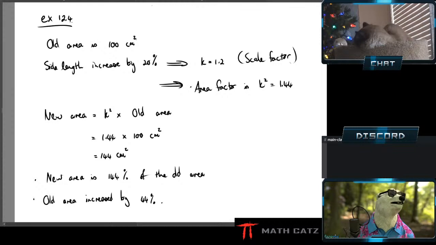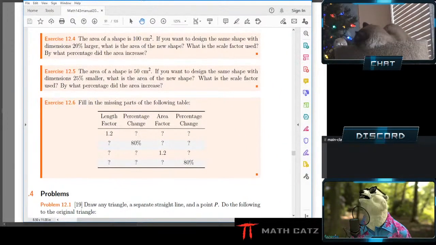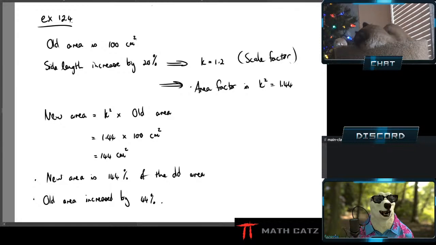All right. Let's at least fit in 12.5. Let's drag it over. 12.5. The area of a shape is 50 square centimeters. I want to design the same shape, dimensions 25% smaller. Again, answer all the questions about area.